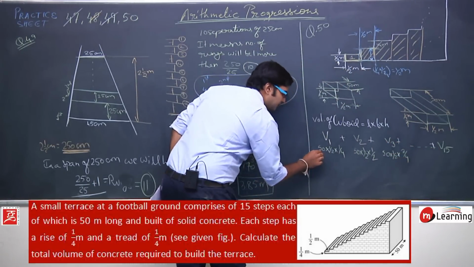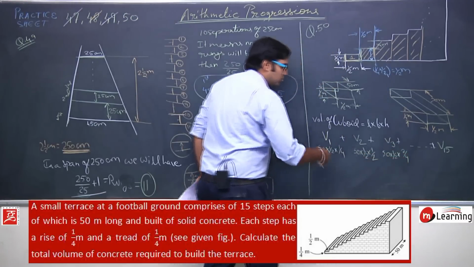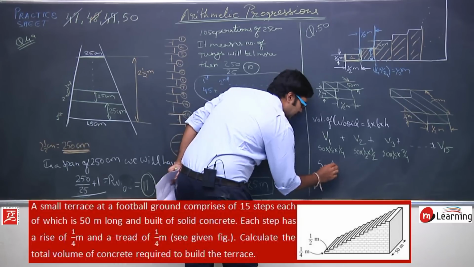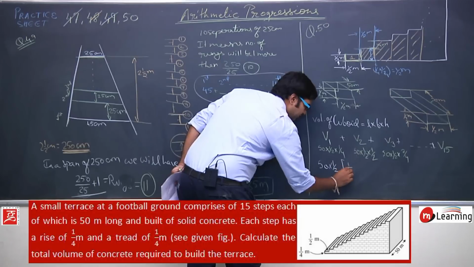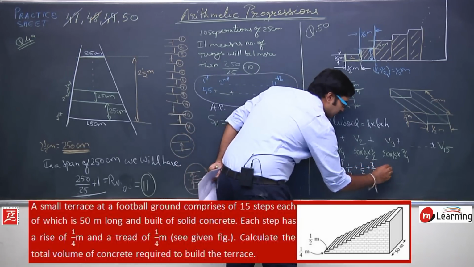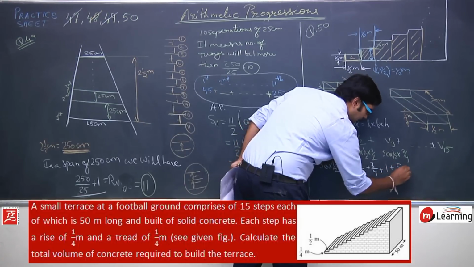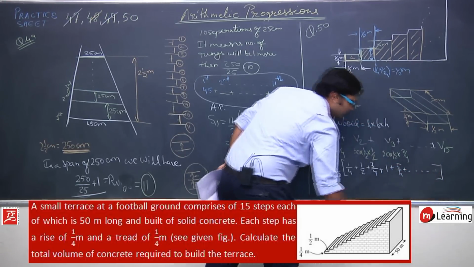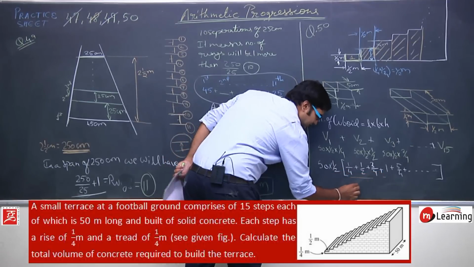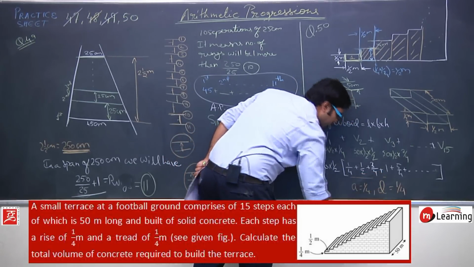Okay. So if I add all these volumes, what I will get is 50 into 1 by 2 into 1 by 4, 50 into 1 by 2 into 1 by 2, 50 into 1 by 2 into 3 by 4. So 50 into 1 by 2 is common. I can take 50 into 1 by 2 as common. In the bracket I will be left with 1 by 4 plus 1 by 2 plus 3 by 4 plus 1 plus 5 by 4, and so on till the 15th value. I don't know what the 15th value is, but I can see this is an arithmetic progression. In this arithmetic progression, A is 1 by 4 and D is 1 by 4.